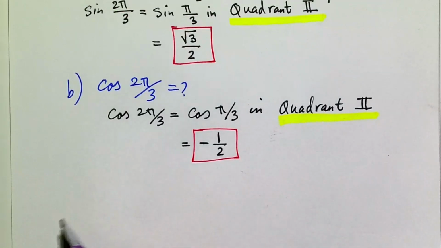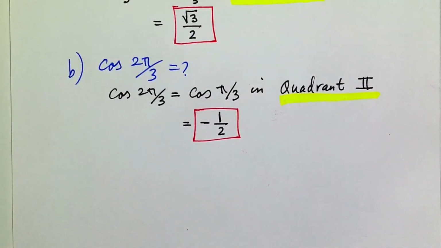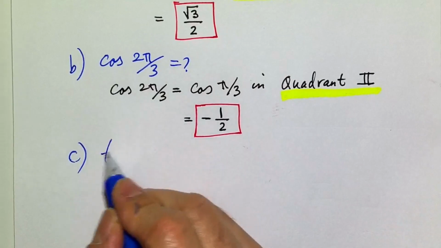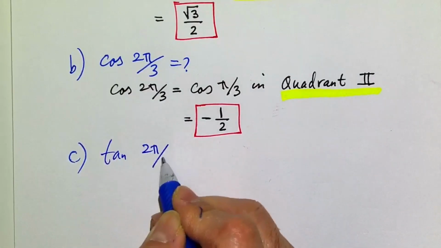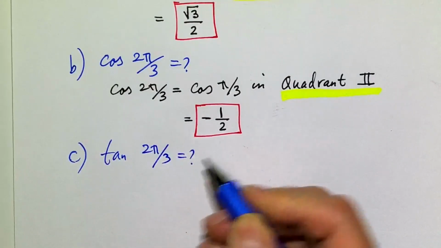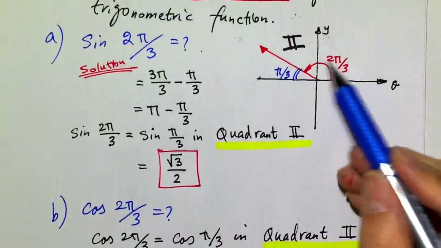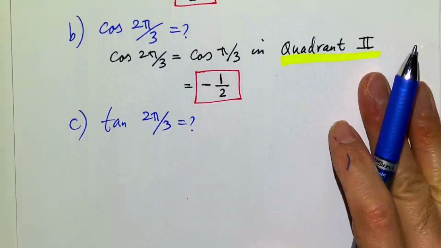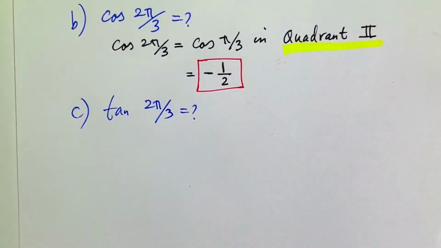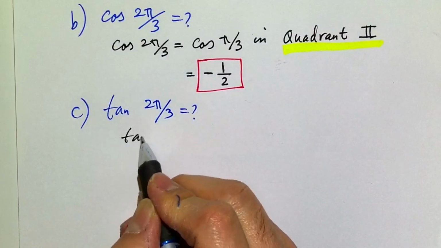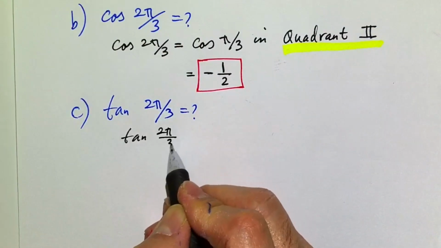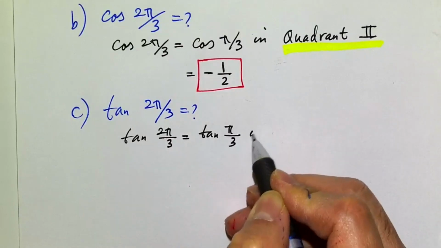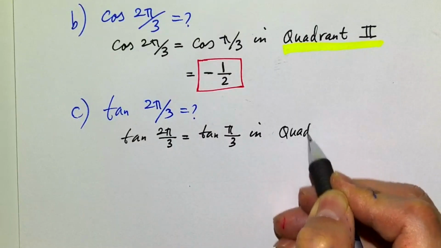So next, part C, and let me move up so everything is visible like that. We have now tangent of 2 pi over 3. Once again, the angle stays the same. The reference number stays the same. And we're still in the second quadrant, so we can write that tangent of 2 pi over 3 is equal to tangent of pi over 3 in quadrant 2.